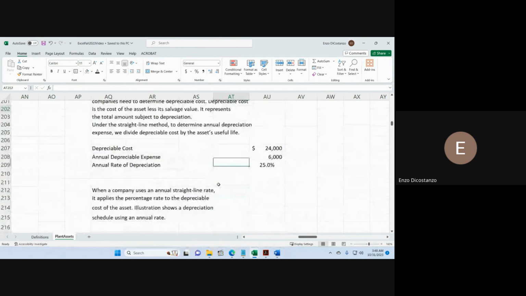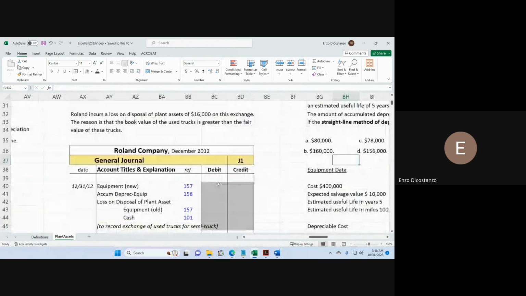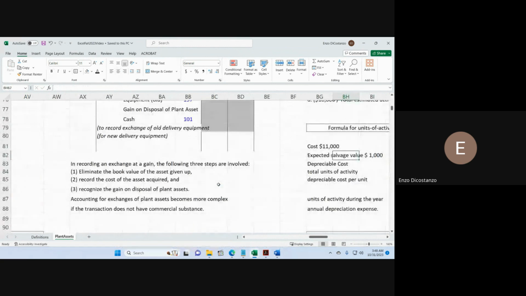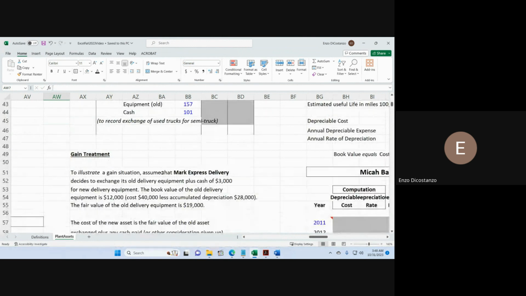Okay, so we did Skyline, and this last piece here is a small little appendix. It says exchange of plant assets. Ordinarily, companies record a gain or loss on the exchange of plant assets. The rationale for recognizing gain or loss is that most exchanges have commercial substance, and an exchange has commercial substance if the future cash flow changes as a result of the exchange. There's a loss treatment, and then we have a gain treatment.